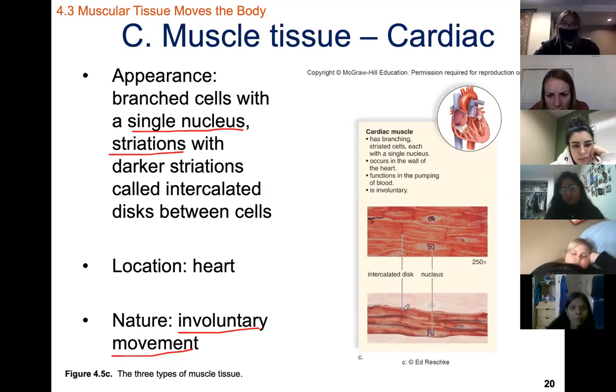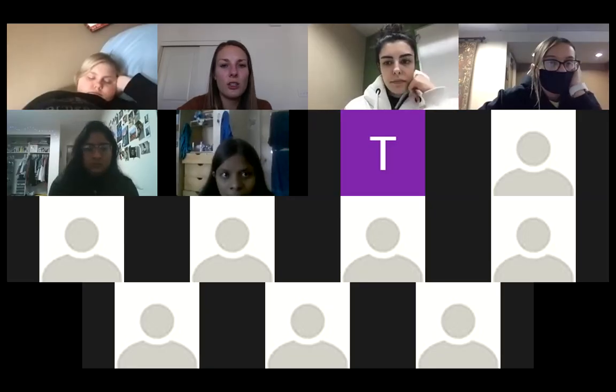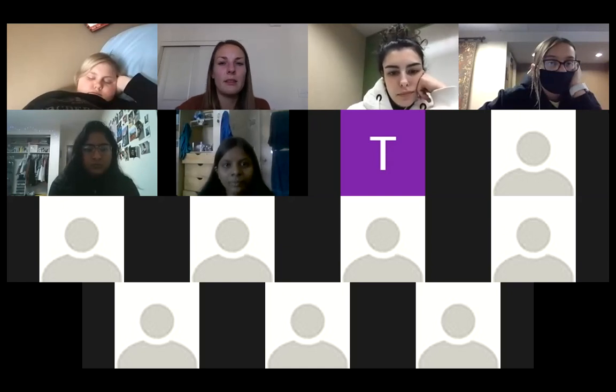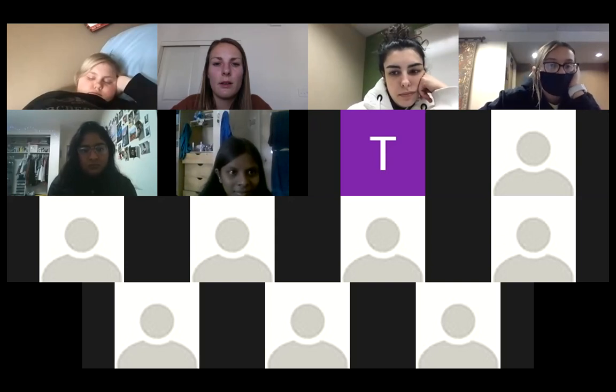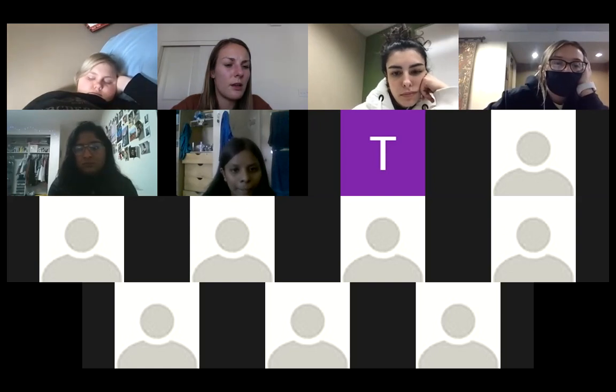You can't really see them very well, but they're kind of right here. Those are called the intercalated discs. So the way you can tell the three muscle tissues apart is by their shape, their function, and their location. The next part is nervous tissue, but before we move on to nervous tissue, let us review the different types of muscle cells.